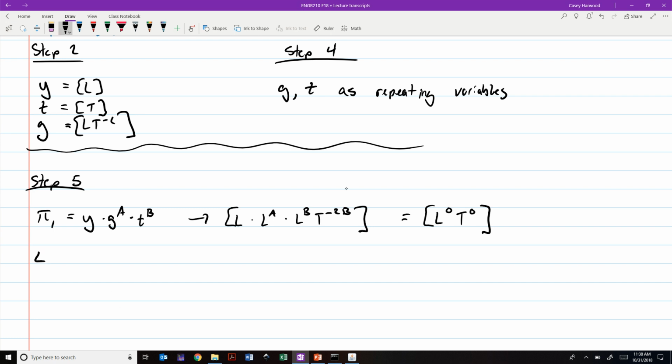So that gives us a system of two equations, two unknowns. Right, for length, we have 1 plus a is equal to 0. For time, we've got 2 plus b is equal to 0. 1 plus a plus b. That's. I have that backwards, don't I? I'm gonna flip these. B and A. And that's time. Man, I messed this up.